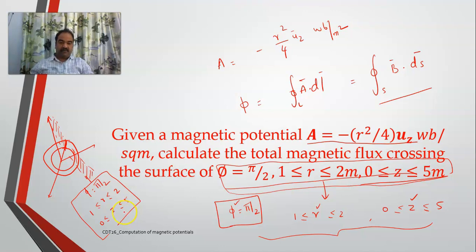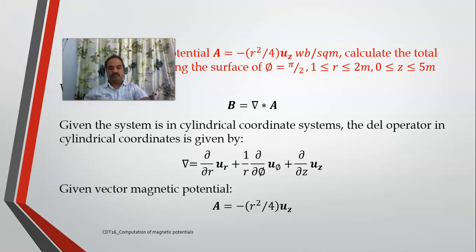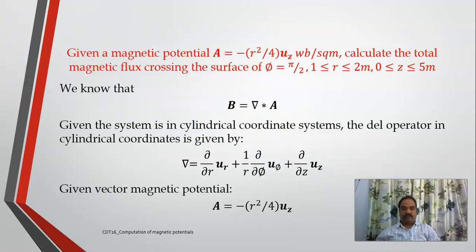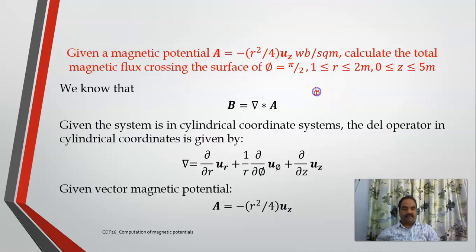Okay. Now having said this, first we have already decided that we will calculate phi using integral B dot ds, right? So we need to first compute B. We have already seen in the previous SLT that B can be computed when A has been given for us. B is equal to del cross A, or we write it as B is equal to curl of A.